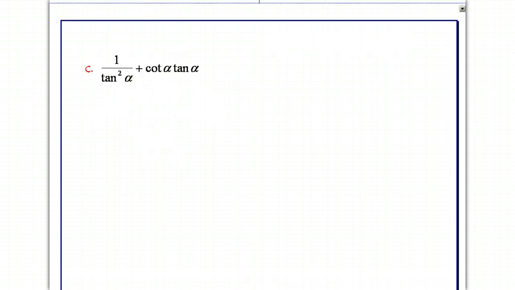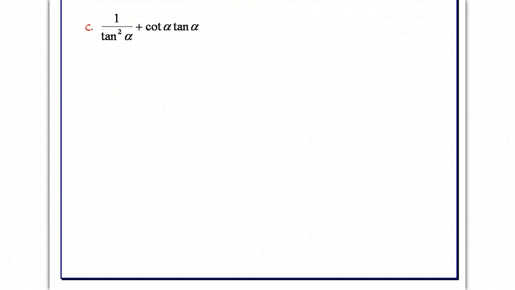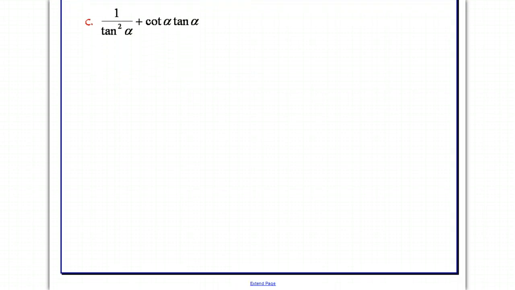All right, a couple more of these. Let's see. Yeah, just one more of these. And that's where we'll stop for today. And then there'll be a little bit more that we'll add on for a second day. This one looks very complicated. 1 over tangent squared of alpha plus cotangent of alpha times tangent of alpha. We want to simplify this.